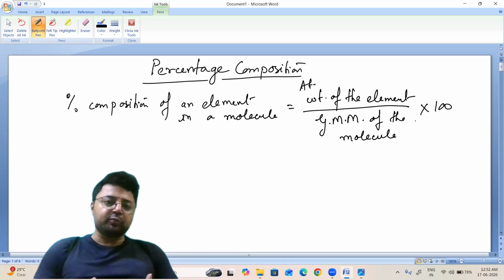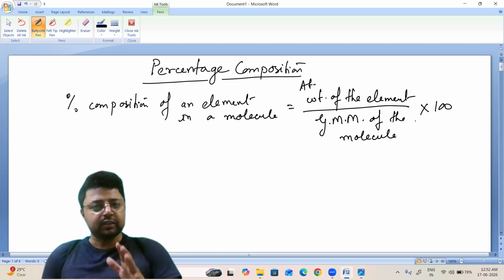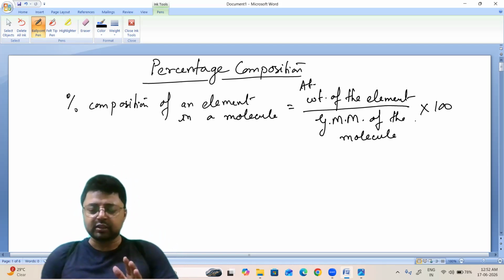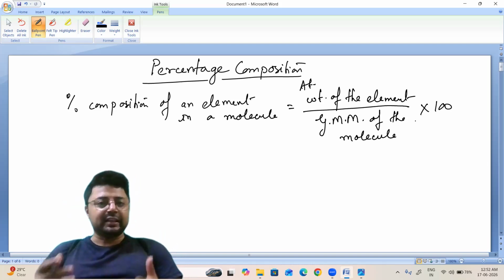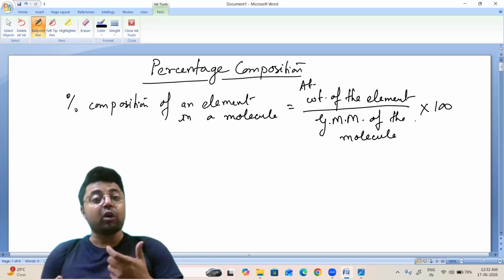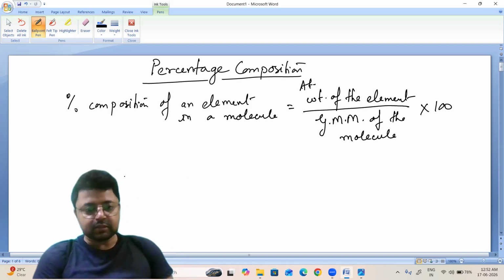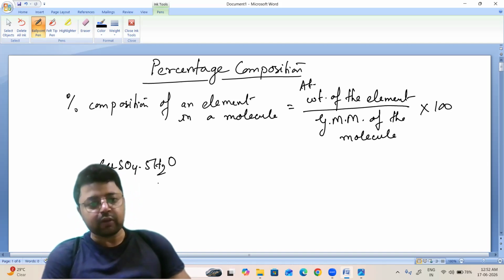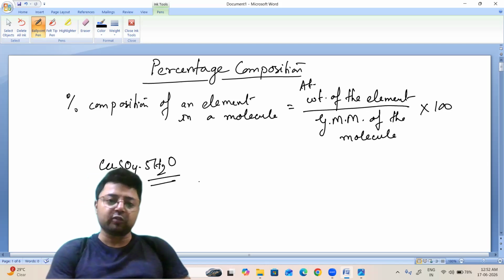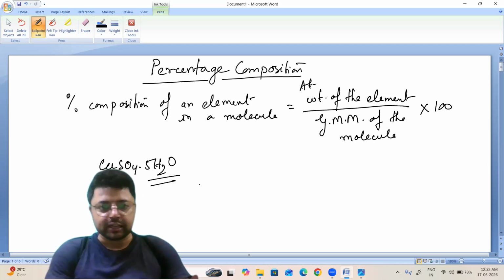Now, this percentage composition will vary. This will be the perfect formula for class 9 students, but when we're doing the same thing in class 10, there will be something else, like percentage composition of the water of crystallization. Suppose you have CuSO4.5H2O. Now you have to consider the percentage composition of this water of crystallization that is there.